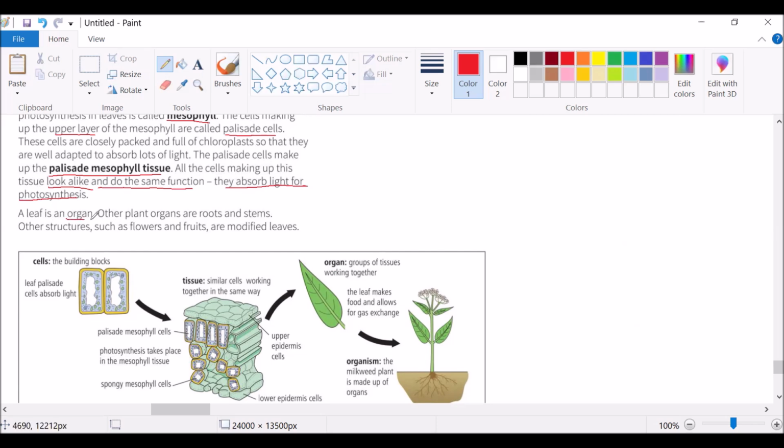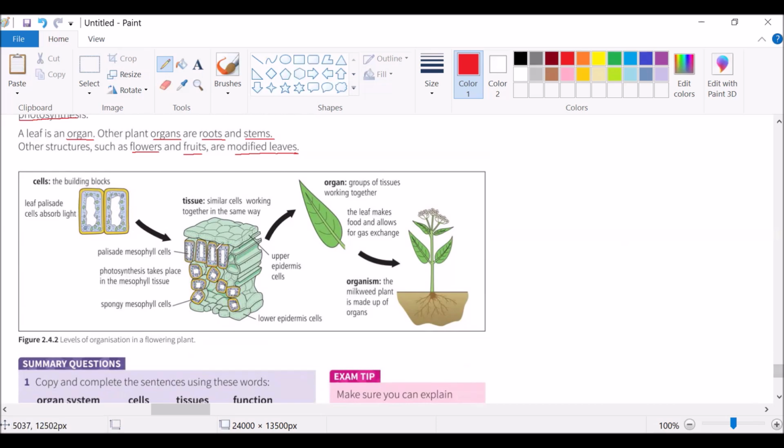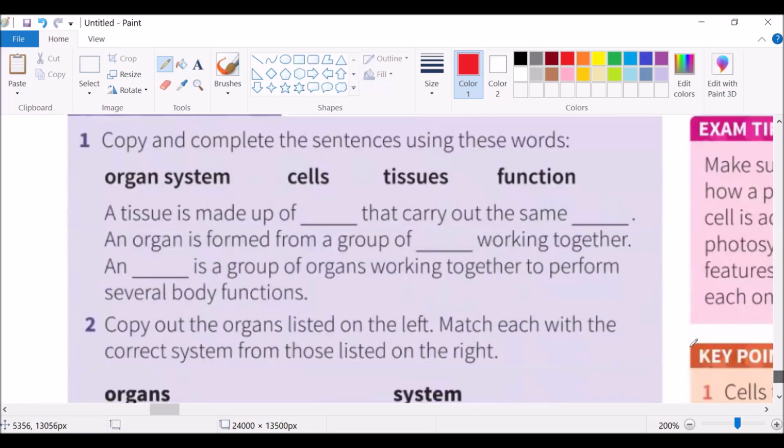A leaf is an organ. Other plant organs are roots and stems. Other structures such as flowers and fruits are modified leaves. So palisade mesophyll tissue, along with other tissues such as mesophyll tissue and lower epidermis cell tissue, form an organ called a leaf. Now, other organs such as roots and stem combine with the leaf to form an organism which we can now call a plant.